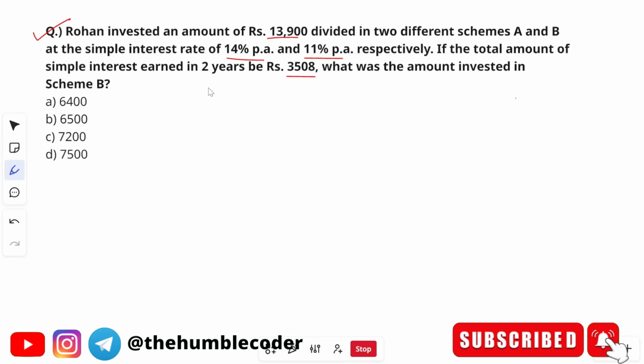See, we are told that Rohan has invested a particular amount in two different schemes, scheme A and B, and we are clearly told that simple interest of scheme A plus simple interest of scheme B equals total simple interest, obviously, right? So if you read here, the total amount of simple interest earned in 2 years is 3,508, which means the total simple interest value is already given to me. Now I have to substitute the values over here.